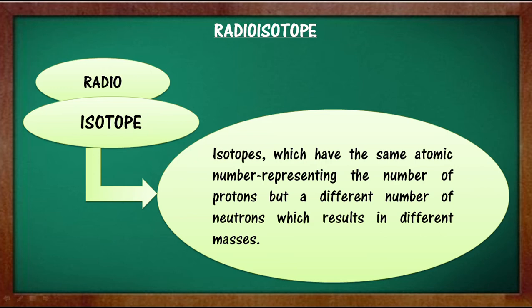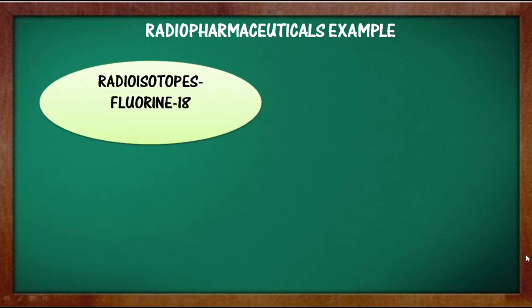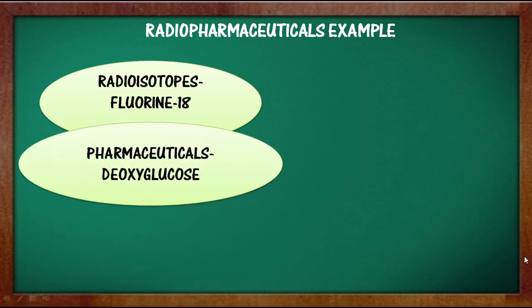I think you're clear about radioisotopes, and let's see one example for radiopharmaceuticals. As I said, a radiopharmaceutical is made up of two parts. One is the radioisotope and the second one is the pharmaceutical. The pharmaceutical will act as a carrier molecule, and that is the part which decides the function of the compound. Here we are going to take fluorine 18 as the radioisotope, and deoxyglucose as the pharmaceutical.